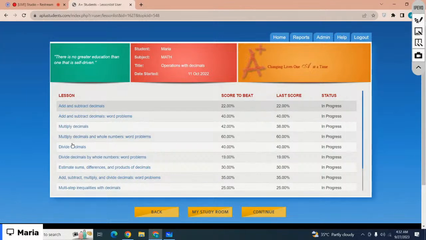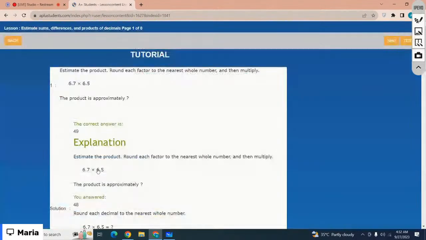The next one is divide decimals. No, the next one is estimate divide decimals by whole numbers word problems, right? You have to do the word problems on your own. They are exactly the same we just did, right? The next one is estimate sums, differences, and products of the decimals.